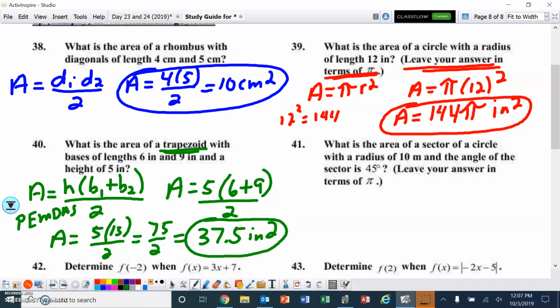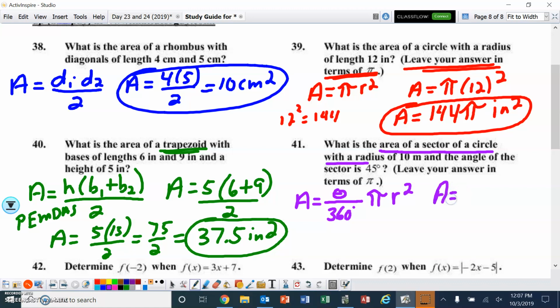All right, number 41. The area of a sector of a circle. So that means we are going to take the degree that we are using divided by 360. Now remember, there's 360 degrees in a circle, times pi r squared. All right, here we go.